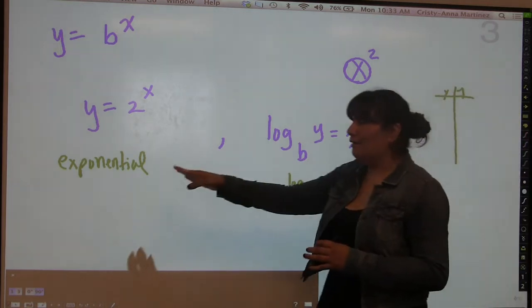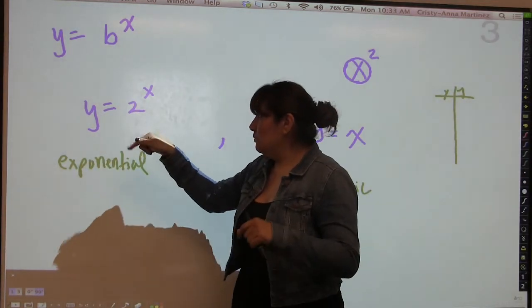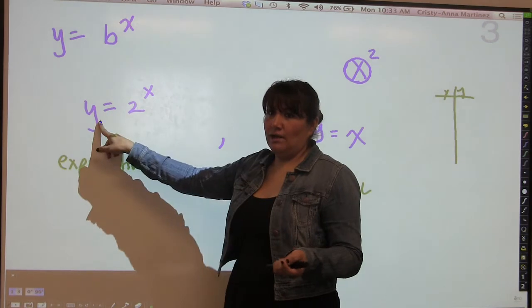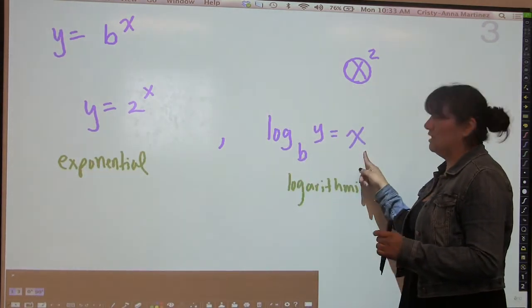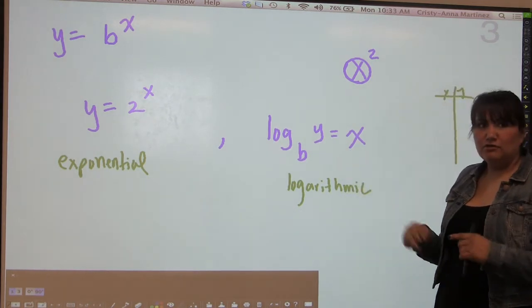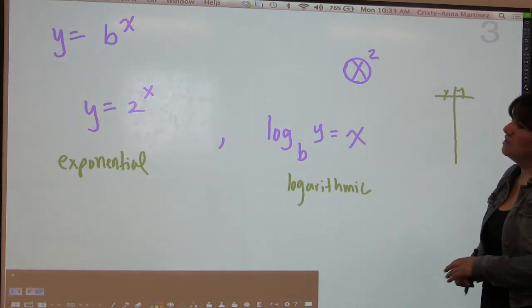So right now, if I look at this, the input is x and the output is y. But in this function, the input is y and the output is x. So they switch places as well. So it's consistent with that concept.